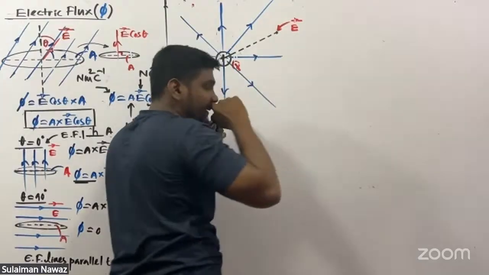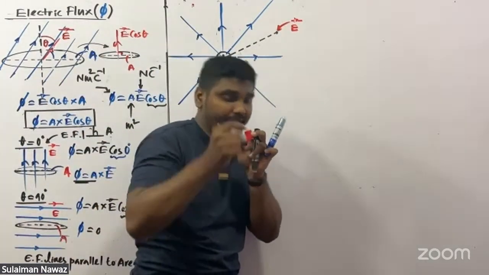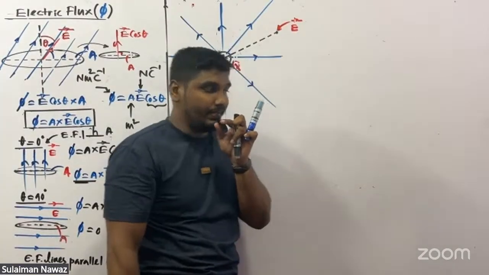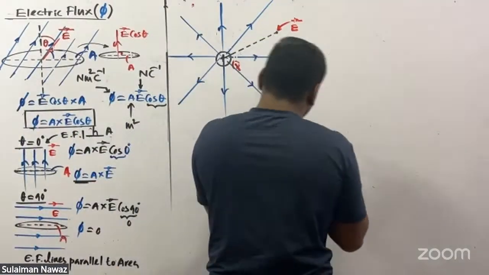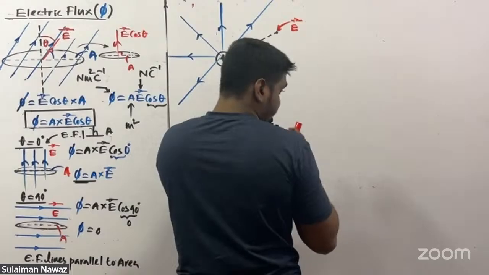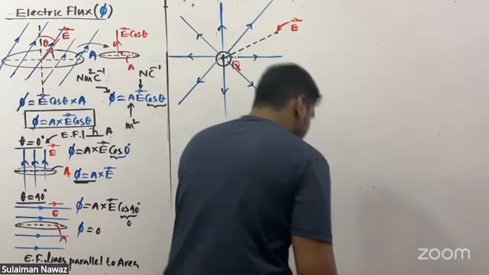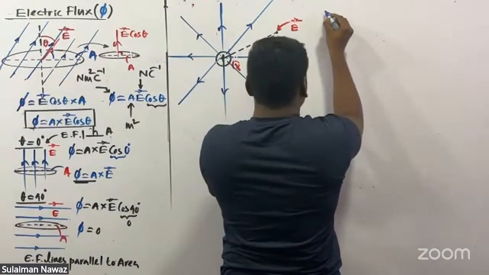So we learned an equation. If you want to find the electric field intensity at a point, a distance r from a point charge, the equation we all learned is capital E equals 1 over 4 pi epsilon, Q over r squared. This is the equation.